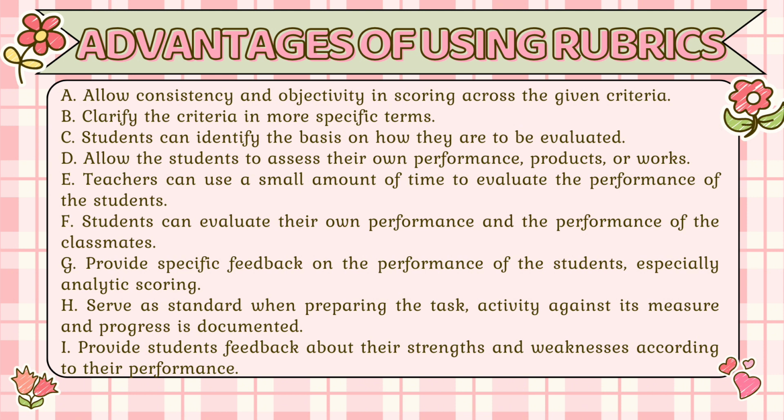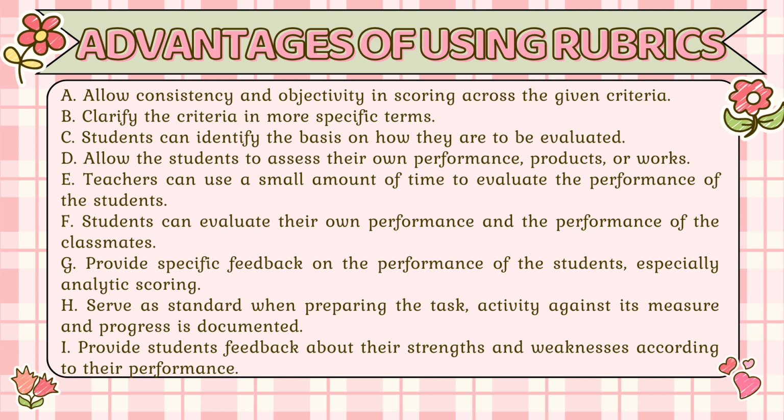A. Allow consistency and objectivity in scoring across the given criteria. Permit uniformity when assessing scores. B. Clarify the criteria in more specific terms. Gives precise clarification. C. Students can identify the basis on how they are to be evaluated. Able to recognize the criteria used to evaluate them. D. Allow the students to assess their own performance, products, or works. Let the students evaluate their own performance.